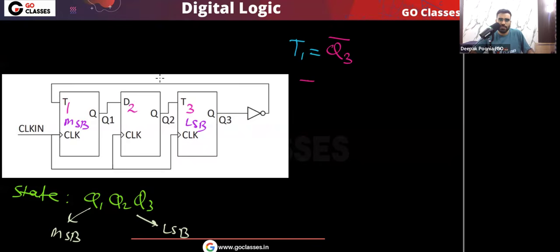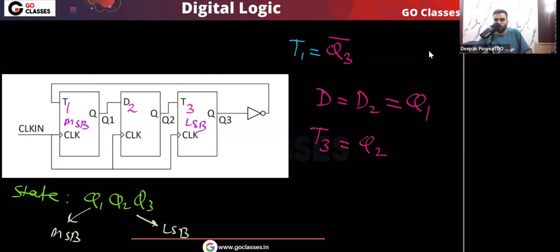There is no T2, there is D, or I can say D2. So what is D2? D2 is same as Q1, correct? Simple. And what is T3? You can see, T3 is same as Q2. Okay, so that's it. We have found the input equations for each flip flop.